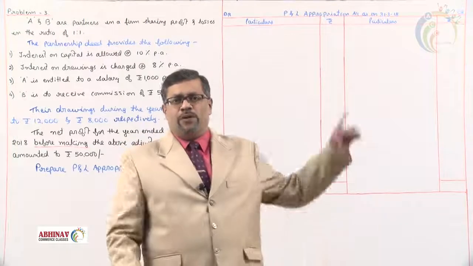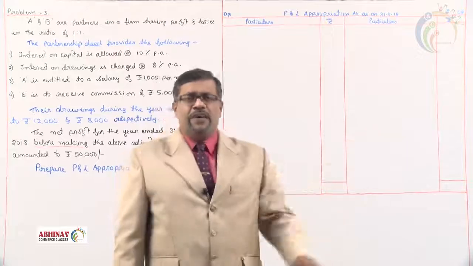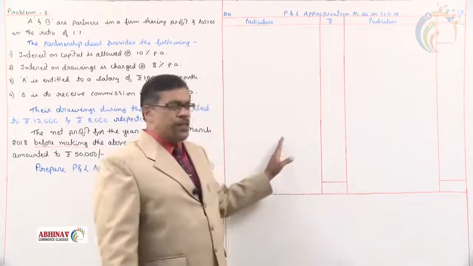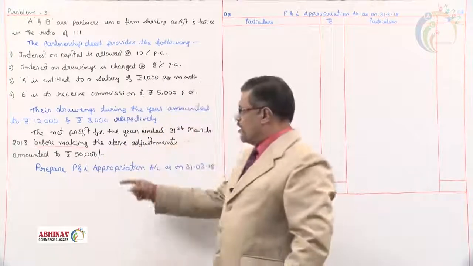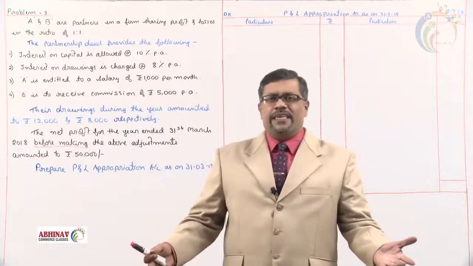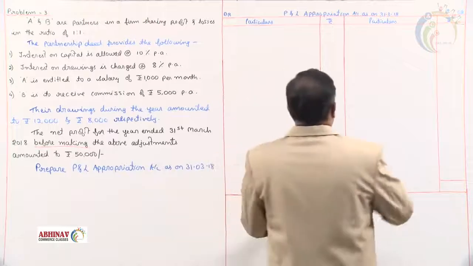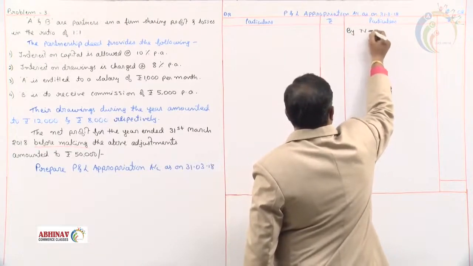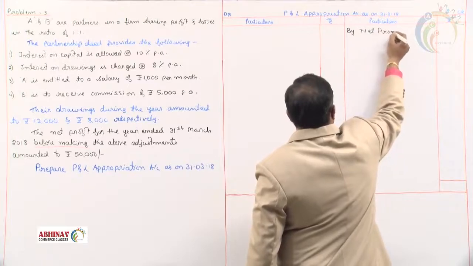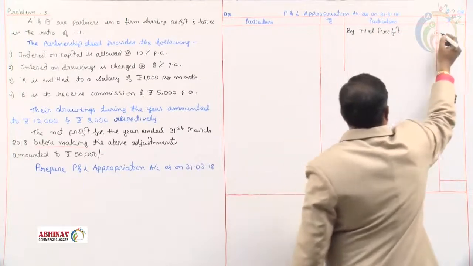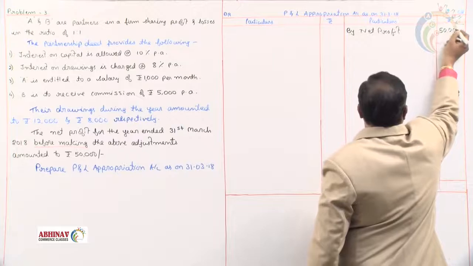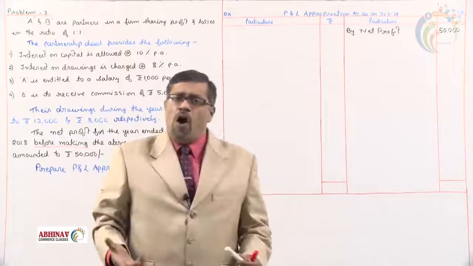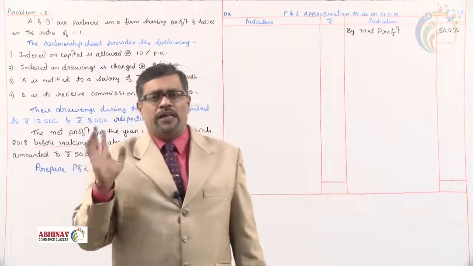So if it's an income, your profit will be increased on the credit side. If it's an expense or a loss, your income will be decreased. It will be reduced on the debit side. So first, let us record the net profit. Net profit is an income. We'll first show it on the credit side. By net profit, 50,000. We can show it as by net profit 50,000 or by balance brought down.